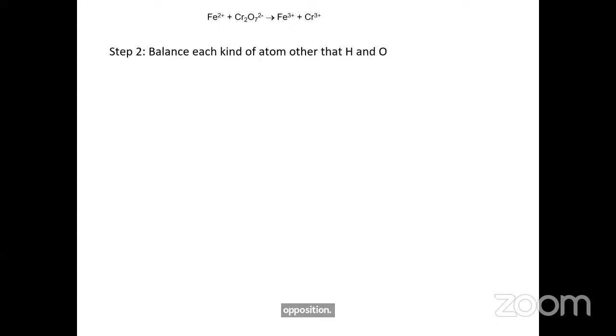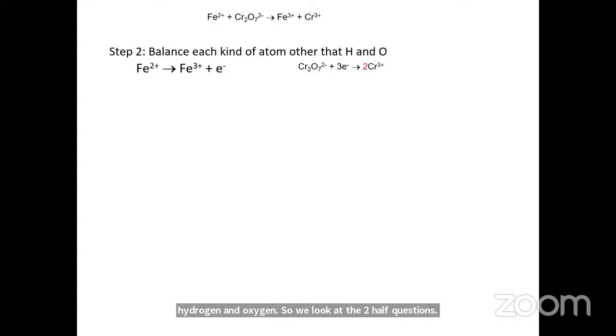So, we'll balance each kind of atom other than hydrogen and oxygen. We look at the two half equations and see if the atoms are balanced. In the case of Fe2+ going to Fe3+, there is no imbalance in the iron, so we leave that. And then when we go to the other one, chromate ion + 3 electrons going to the chromium 3+. As you can see on the left-hand side, we have 2 atoms of chromium. That is why we are putting 2 beside the chromium 3+ in order to balance the chromium.